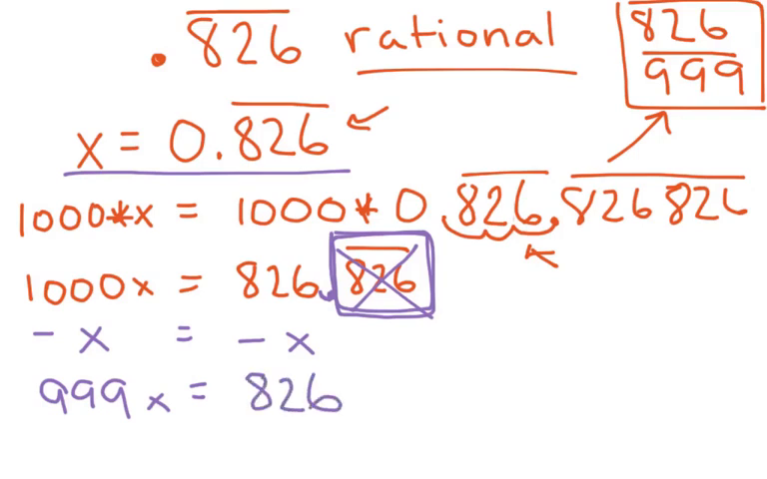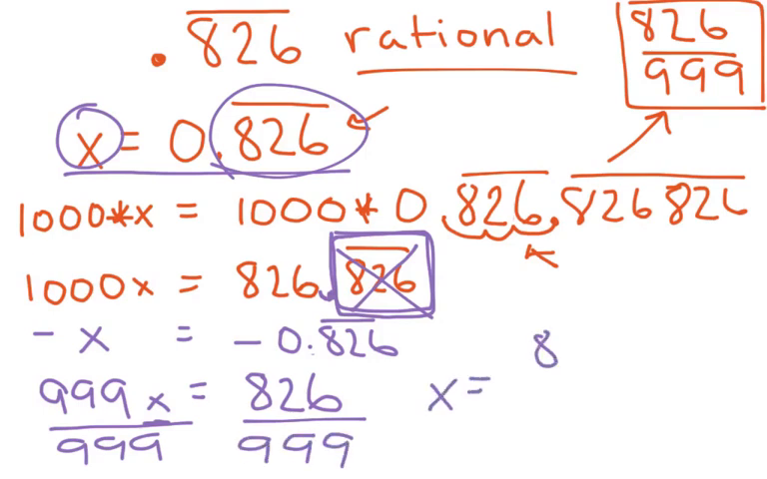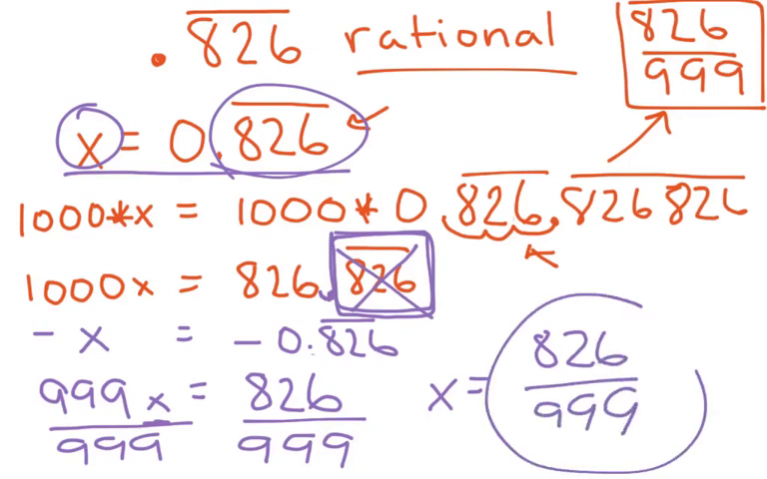Does that make sense? So I'm left with x over here. Actually, instead of saying minus x over here, let me just say minus 0.826 repeated. Does that make sense? Because I subtracted x from one side and the 0.826 repeated on the other side. Now, if I want to get the x by itself, which I want to find the value of x, I simply divide by 999 from both sides. That means I'm left with x equals 826 over 999. My final answer.